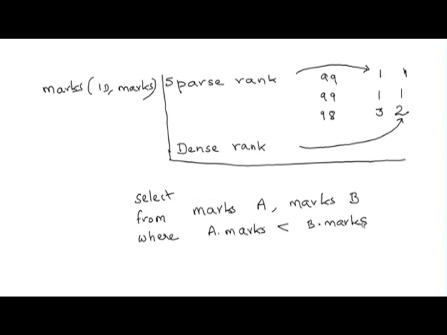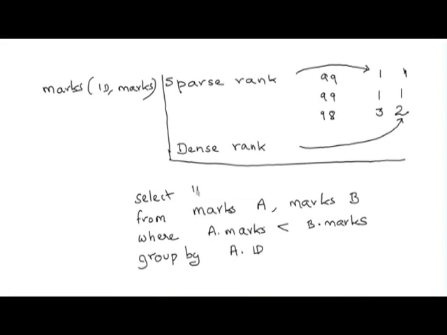Now, I want to find for each student how many others have got higher marks or how many distinct marks there are above this. So, I am going to group by A dot ID. So, what do we have so far? I have paired up each mark record here, each student, with every other student who has higher marks. Okay, so, now I want to count, let us say, how many distinct marks there are that are higher. How do I do this? I already have grouped by A dot ID. So, now I can select ID comma count B dot, supposing I want distinct. So, I want to know how many distinct.